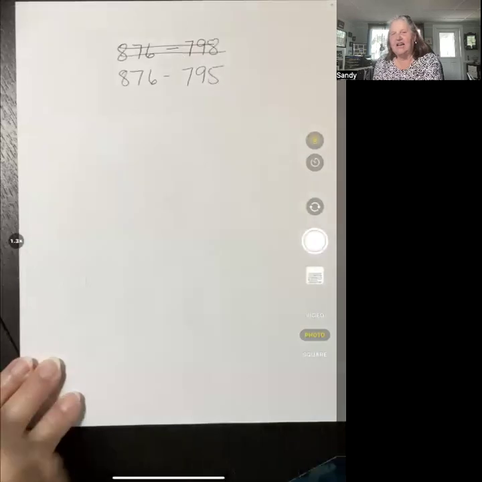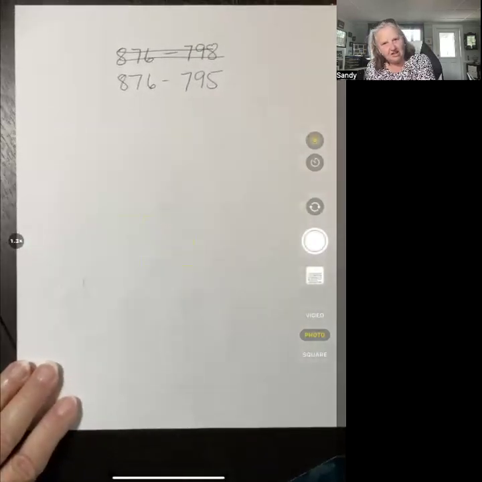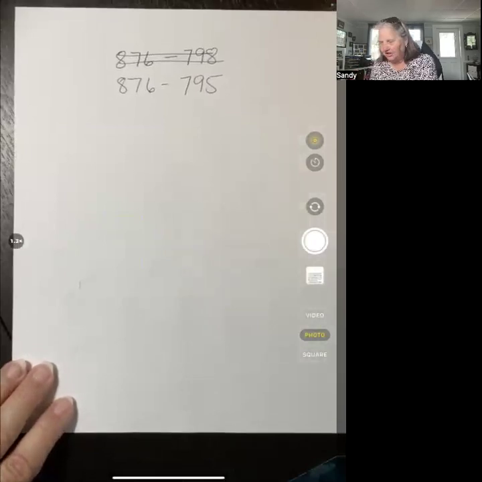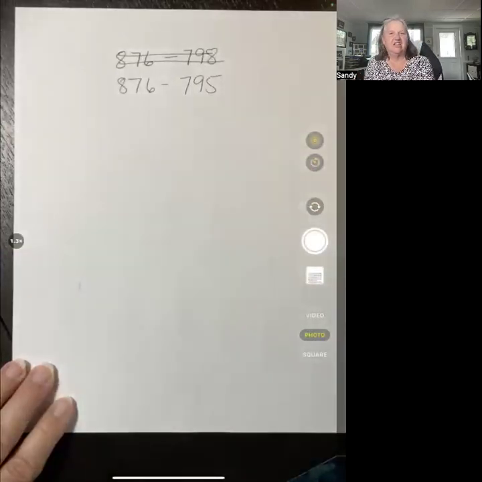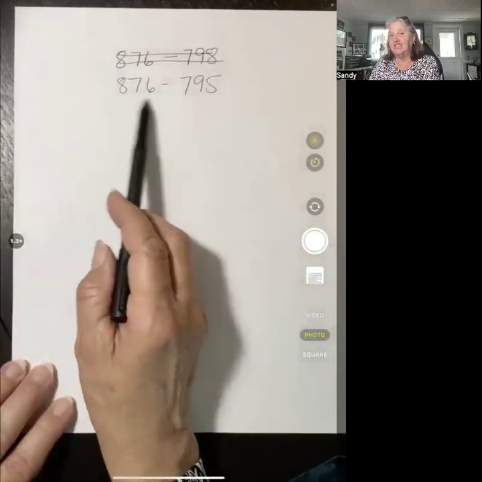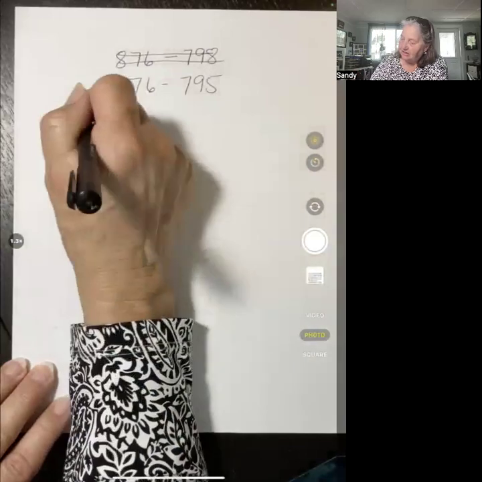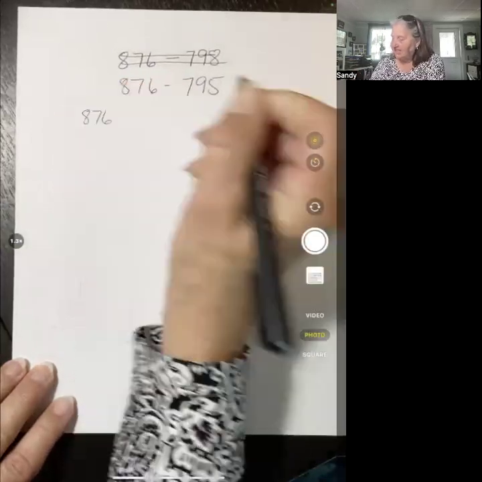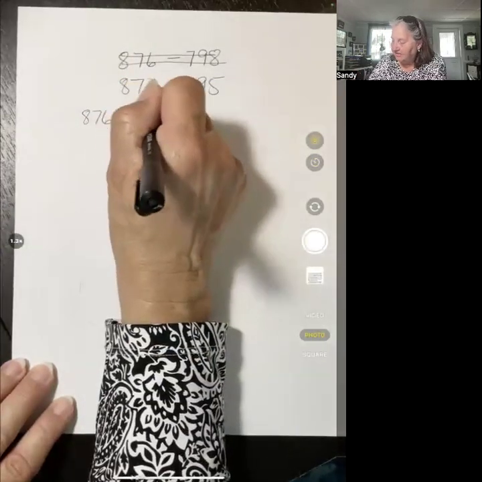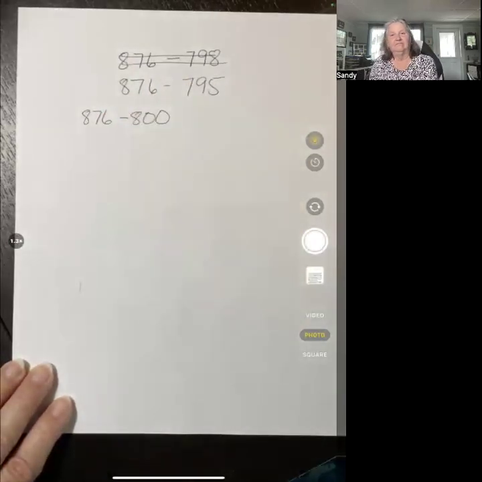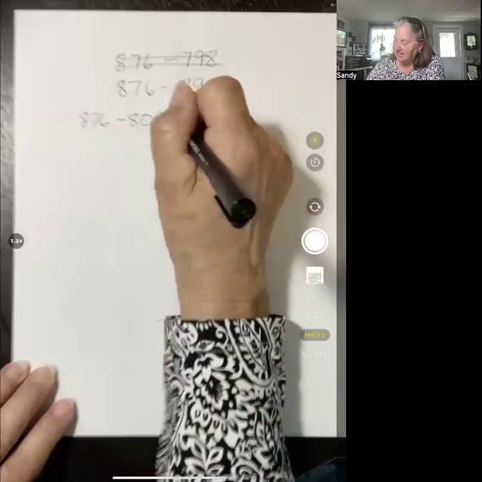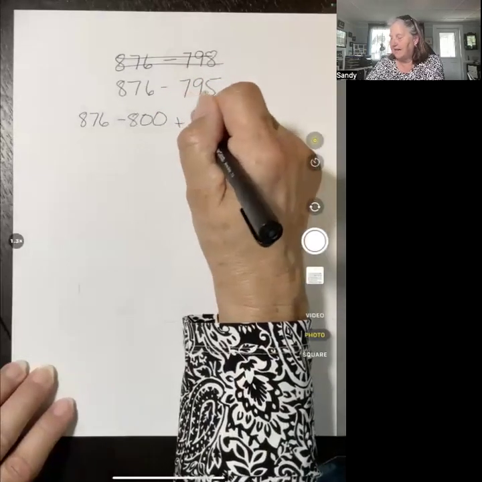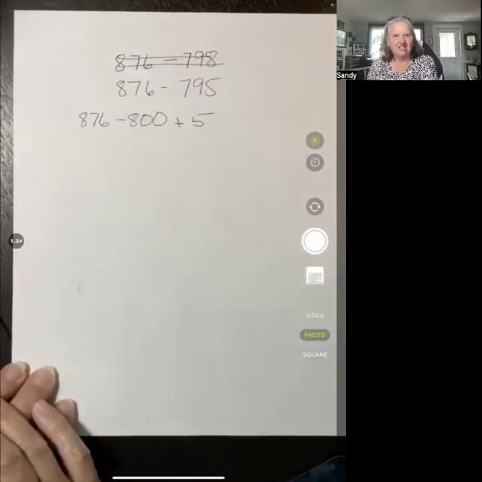795. Now, one of the strategies we haven't talked about yet is round and adjust. And again, other videos will show this. But see, immediately I think, oh, that's really close to 800. And that would be really easy to remove here. So if I took 876, remove 800, well, I've removed 5 too many. So I can remove the 800 and then I better give 5 back. It's the round and adjust idea, right?